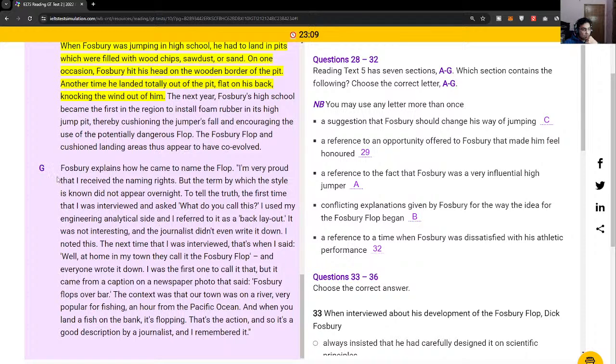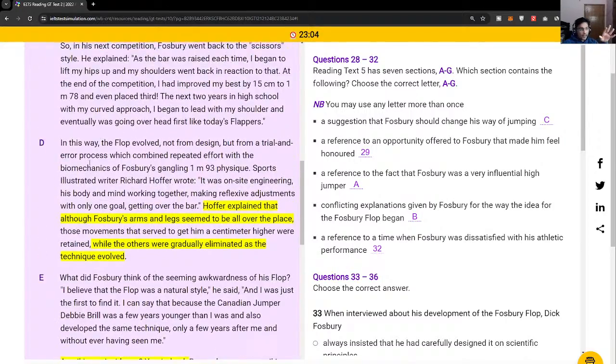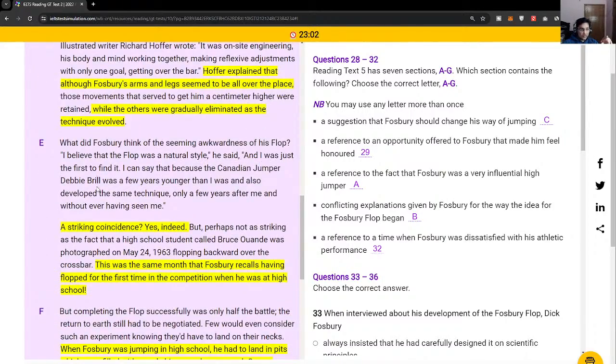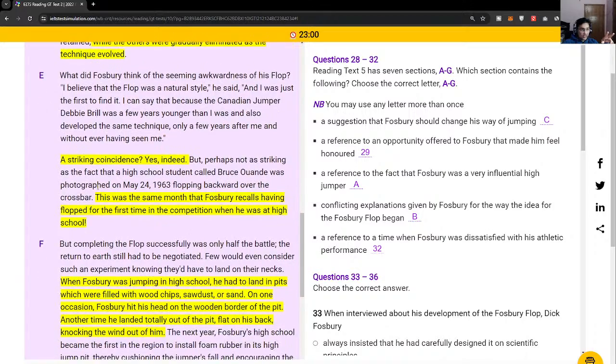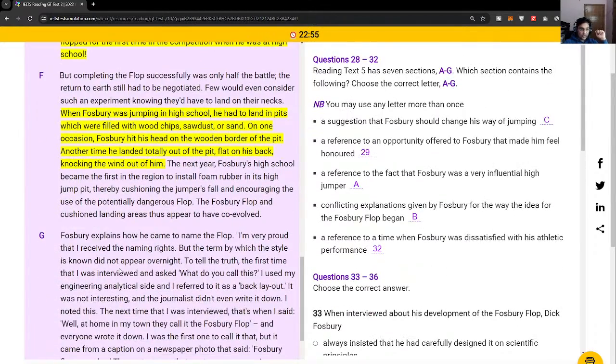29 is a reference. No. I don't see E and I don't see F anywhere as the answer. So let's have a look at G.